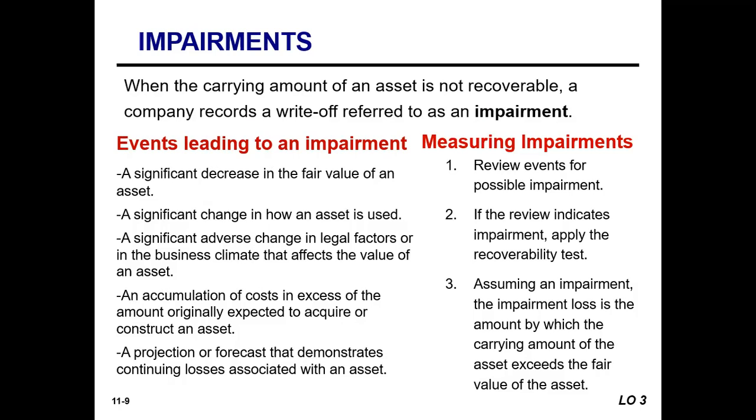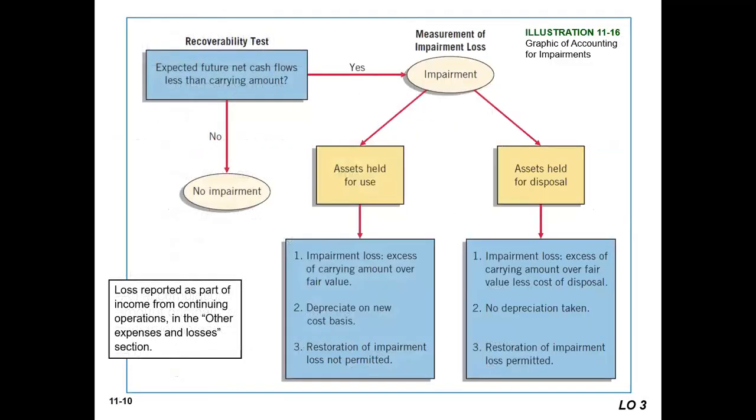So we want to review the assets for possible impairment. If the review indicates impairment, then we need to apply the recoverability test. And if there is an impairment, the impairment loss is the amount by which the carrying amount of the asset exceeds the fair value of the asset. And I believe it shows us an example of this on the next slide.